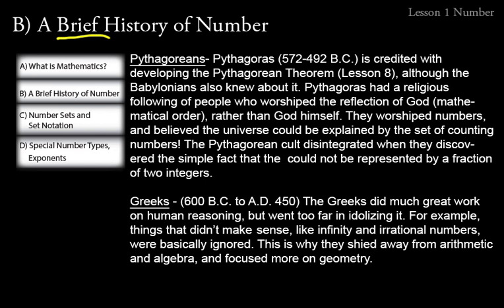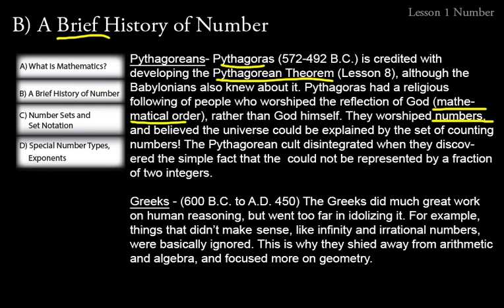So just some interesting groups and individuals like Pythagoras. He's credited with developing the Pythagorean theorem, lived around 400 to 500 BC, and although the Babylonians also knew about the Pythagorean theorem, he's just credited with developing it, publishing about it. Pythagoras had a religious following of people. They worshiped the reflection of God. They worshiped mathematical order, and they appreciated that, but they worshiped that instead of God himself. They worshiped numbers. So that's very strange. They believed the universe could be explained by the set of counting numbers, whatever that means.